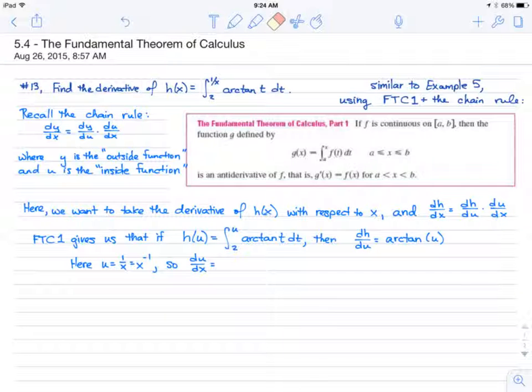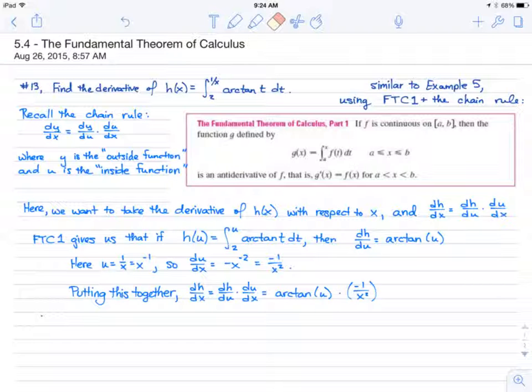To solve my original problem where I want dh dx, in addition to dh du, I'm also going to need to find du dx. So here, what was u? U was 1 over x. Rewriting, that could be x to the negative 1. So the derivative of that, and that's just a power rule. Bring down your negative 1 to the front, so I have a negative, and the power goes down by 1, so negative 2 in the derivative. The derivative du dx is negative 1 over x squared.